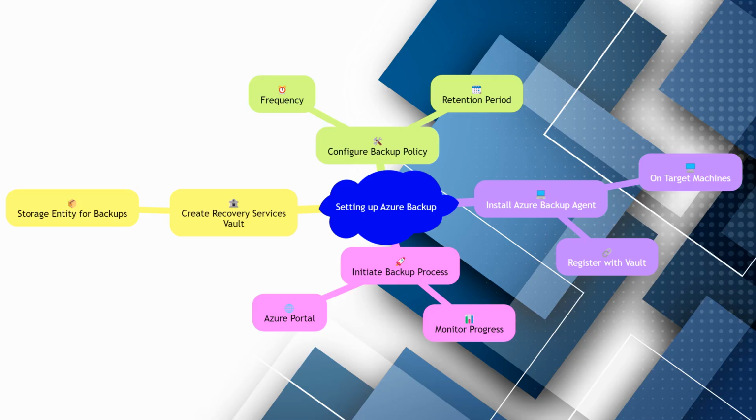Setting up Azure Backup involves several steps. First, you need to create a Recovery Services Vault, which acts as a storage entity for your backups. Next, you configure the backup policy, specifying the frequency and retention period for your backups. After that, you install the Azure Backup Agent on the machines you want to back up and register them with the Recovery Services Vault. Finally, you initiate the backup process and monitor its progress through the Azure portal.